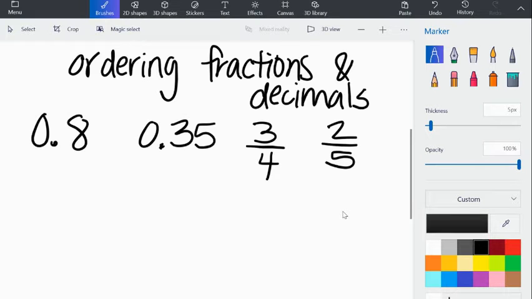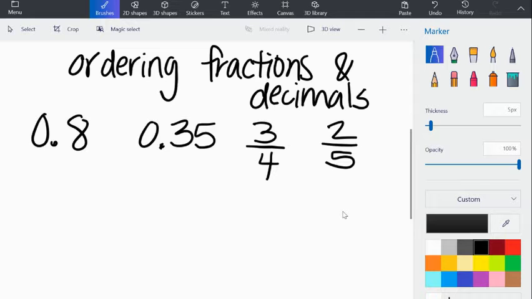We are going to be ordering fractions and decimals using all of the skills that we have been learning over the last couple of weeks. So to begin, on the board you see 2 decimals and 2 fractions.